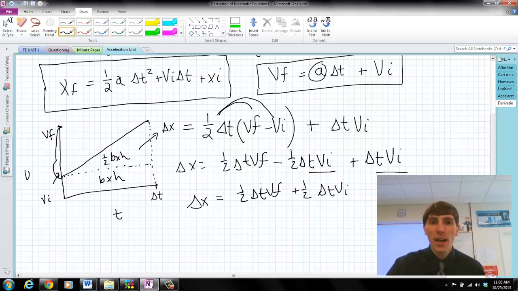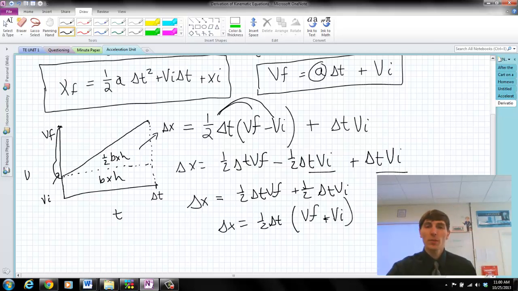Next thing I'm going to do is factor out my like terms. I'm going to factor out 1/2 delta t from both of these. So delta x is equal to 1/2 delta t, and that leaves me with vf plus vi. Okay, so this is the first part.